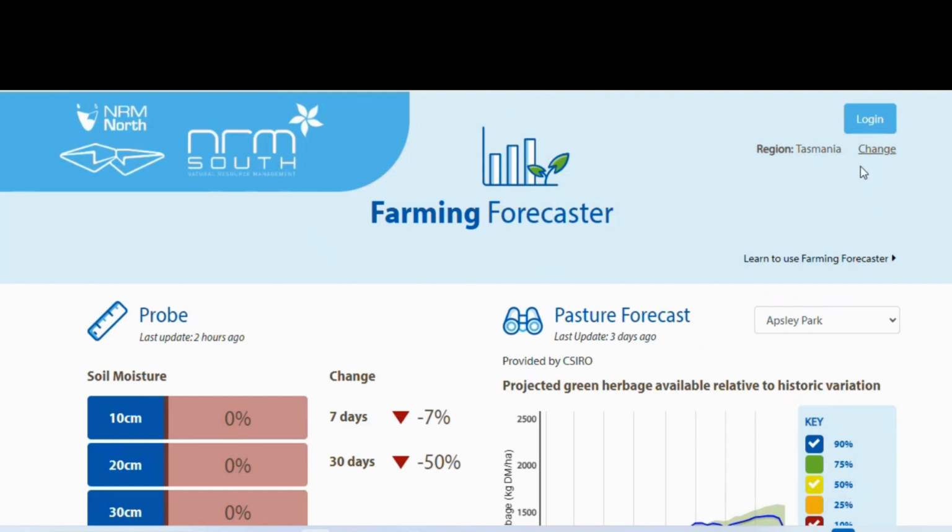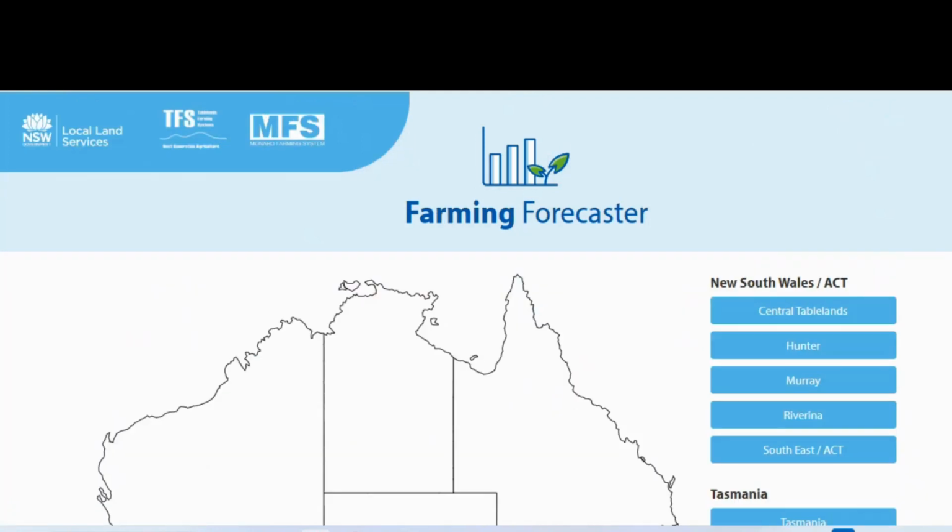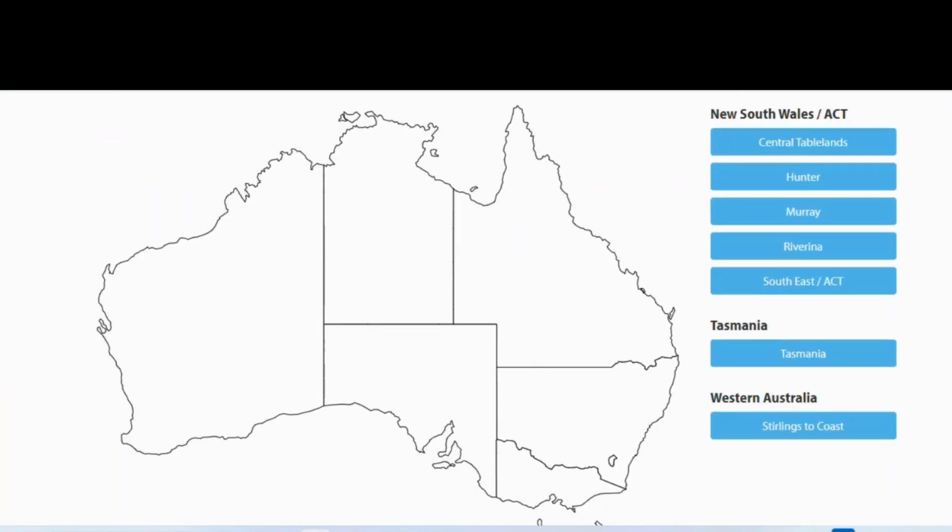Hi, this is a short video explaining some of the key features of Farming Forecaster. When you first come onto the site, this is most likely the screen you're going to see. Map of Australia, localities in New South Wales that are part of it, Tasmania, Western Australian sites.